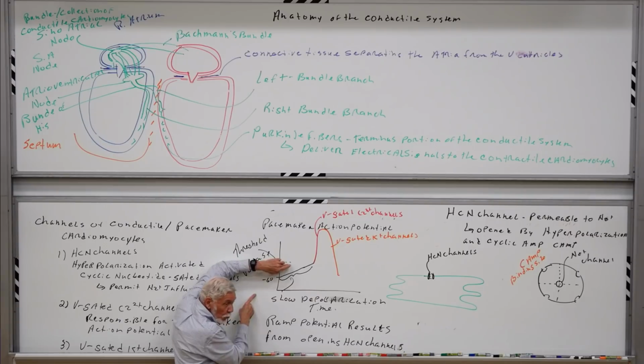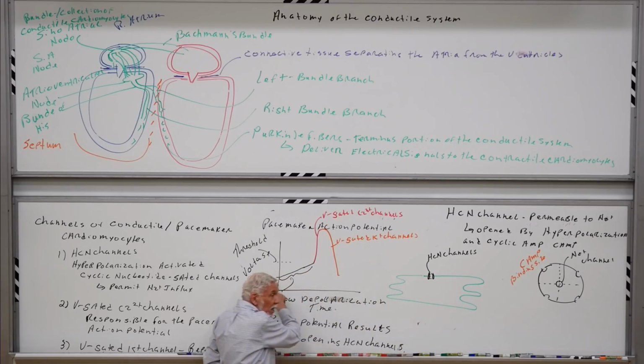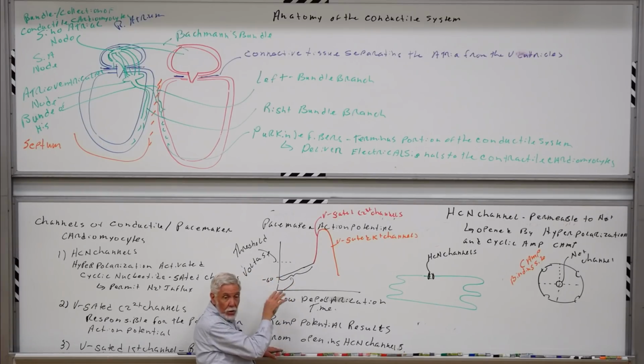For these channels to open and let sodium come in, 2 things have to happen. First, we need the membrane potential to be hyperpolarized into the neighborhood of minus 60 millivolts. The more hyperpolarization you have, the greater the probability the channel will open. And remember, that's really peculiar.